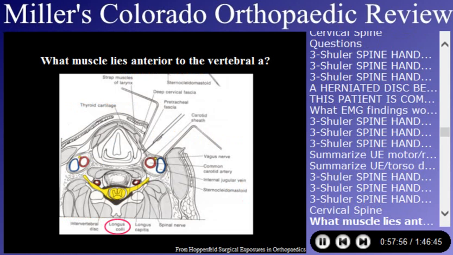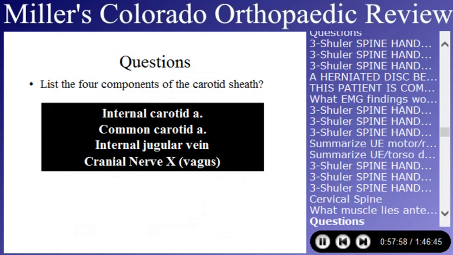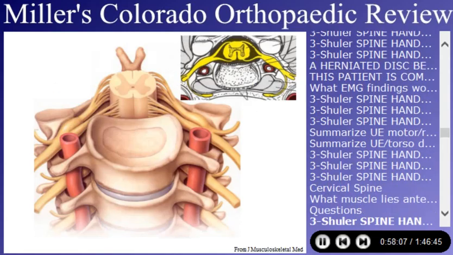Longus colli. 4 components of the carotid sheath: internal carotid artery, common carotid artery, internal jugular vein, and the 10th cranial nerve, the vagus nerve. Beautiful picture here showing the relationship. And don't forget, in this recess right here is what muscle? Directly anterior to the vertebral artery, longus colli. Don't forget the vertebral artery runs in the transverse foramina, except at C7. Goes C6 to C1.